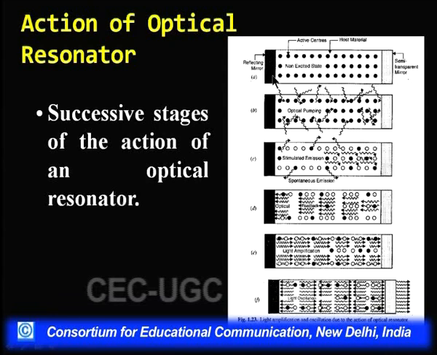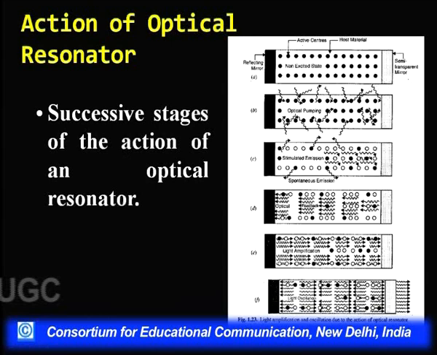On one side we have a reflecting mirror and on the other side a semi-transparent mirror, and in between we have the active center, or the host material. This is a non-excited state, meaning all the atoms and molecules are at the lower level. When we do the optical pumping, they excite and jump to the higher state; the atoms acquire energy and jump to the higher state. This second process is the optical pumping.